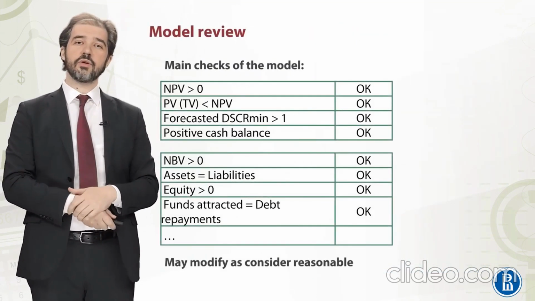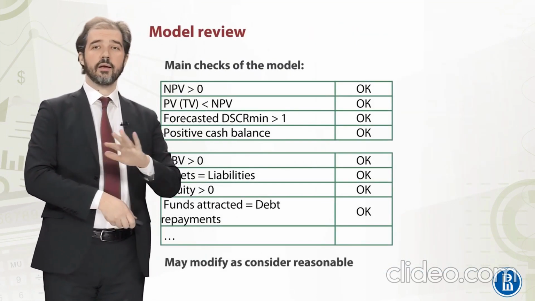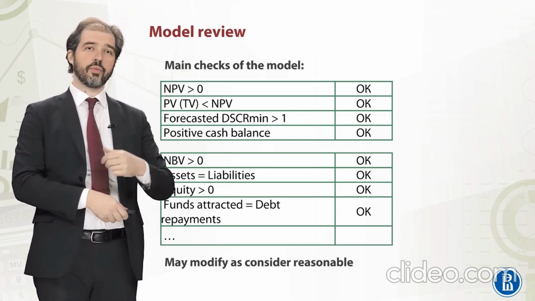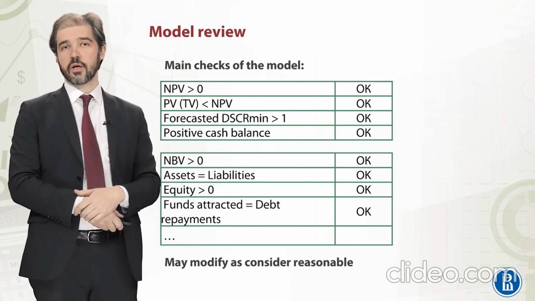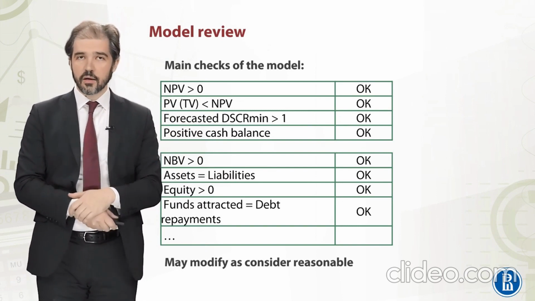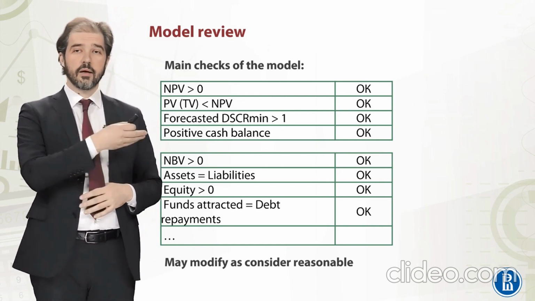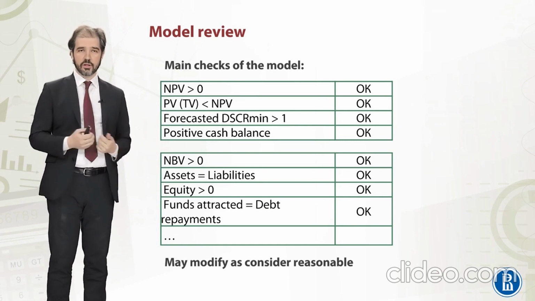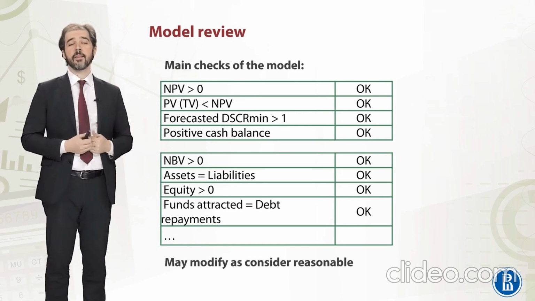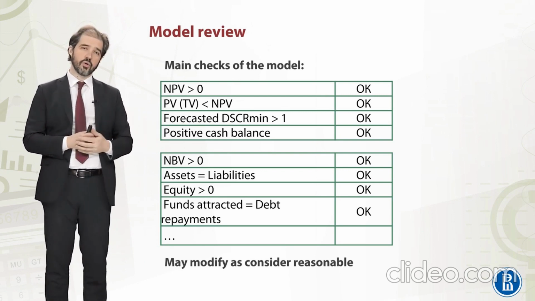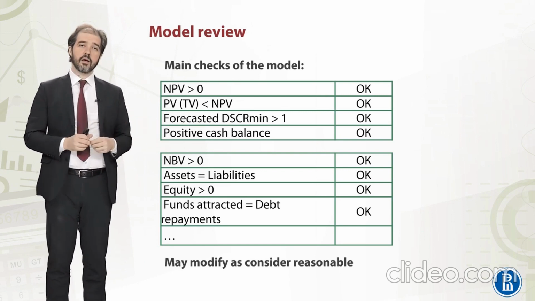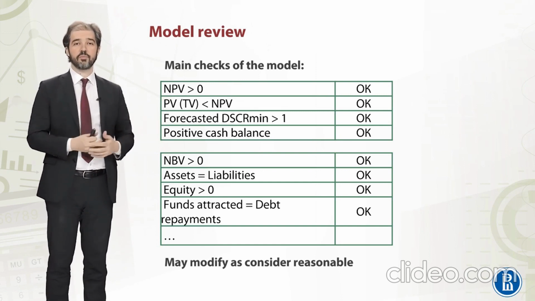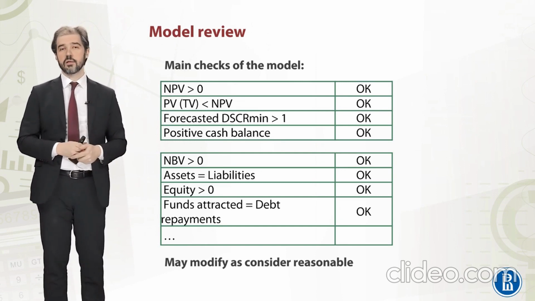Also important to include different checks in the model. Again, we have some standard checks, and you may apply additional ones for your specific case. It depends on the needs of your financial model. What are the most standard? That NPV will be more than 0, you have no negative NPV. Then present value of terminal value within this NPV should be lower than NPV. Yes, it should not exceed the NPV itself. Okay, in our case it's okay.